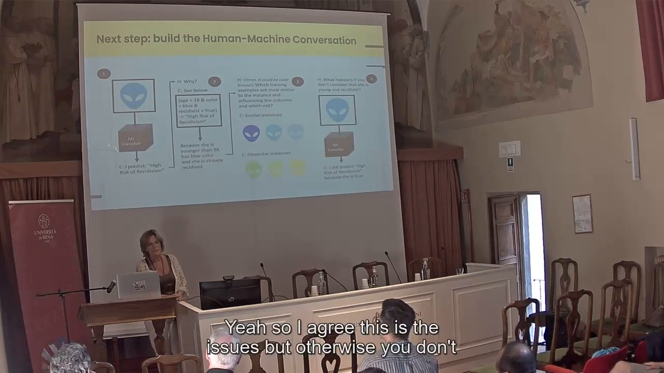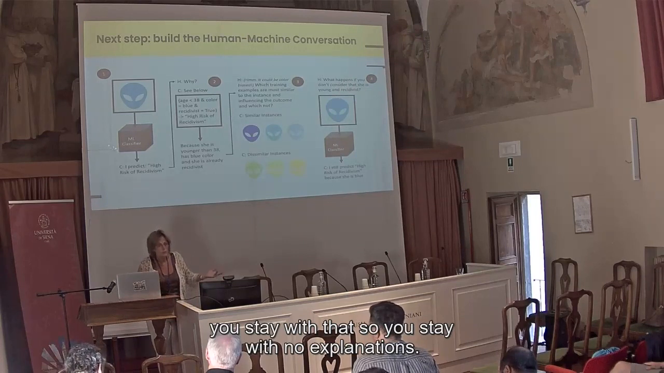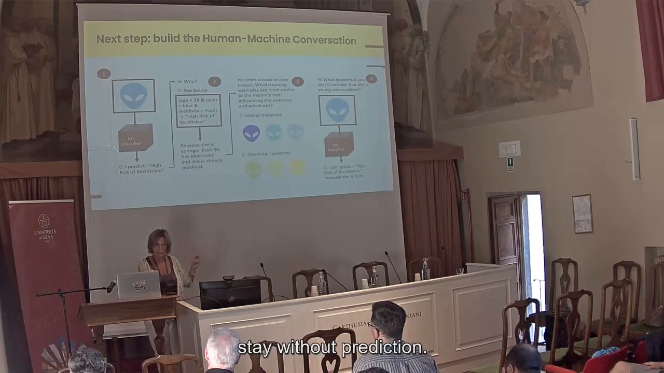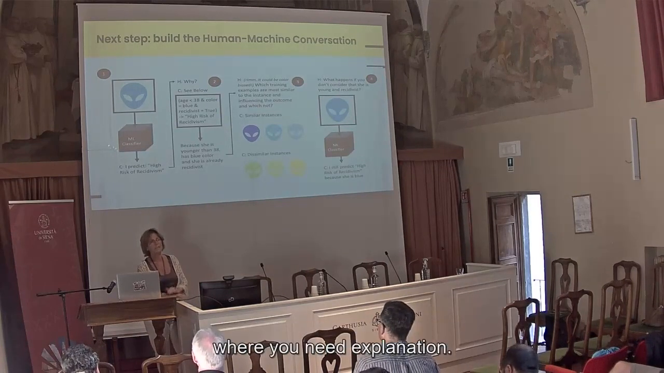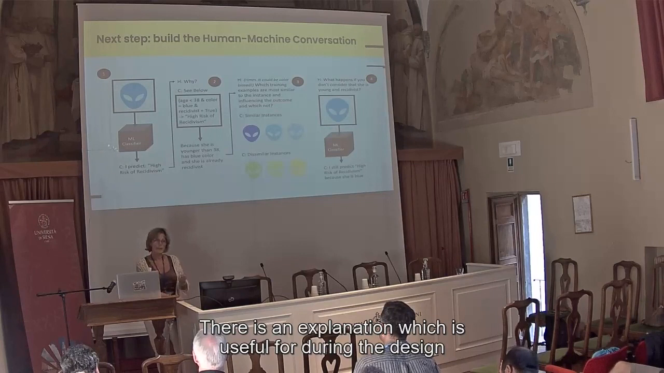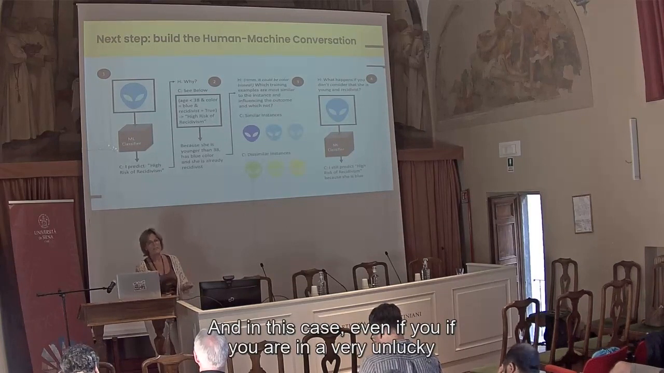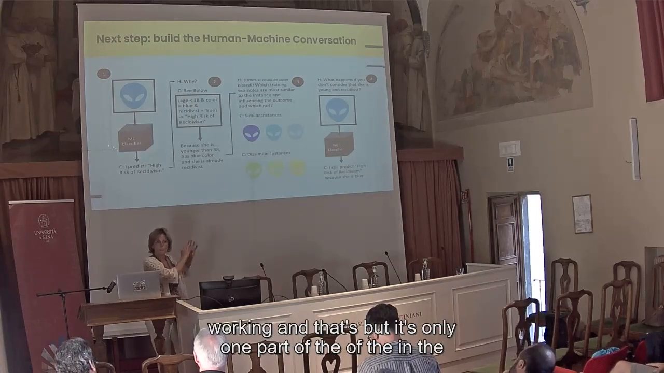Yeah, I agree. This is the issue. But otherwise, you stay with no explanations. So staying without explanation does not mean staying without prediction. Also, there are different phases where you need explanation. There is an explanation which is useful during the design phase, the debugging of the system. And in this case, even if you are in a very unlucky situation, you still have the perception of how the system is working, but it's only one part.